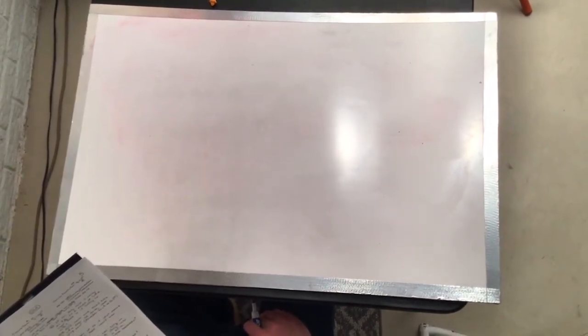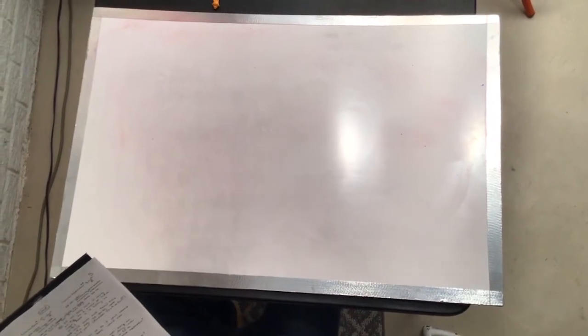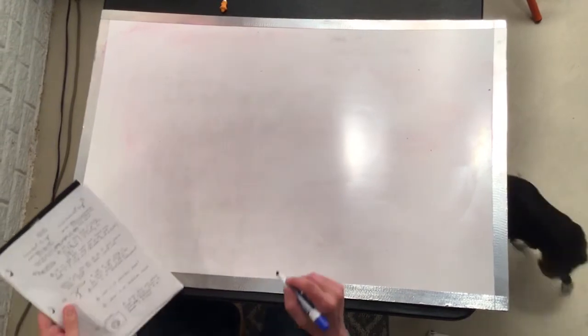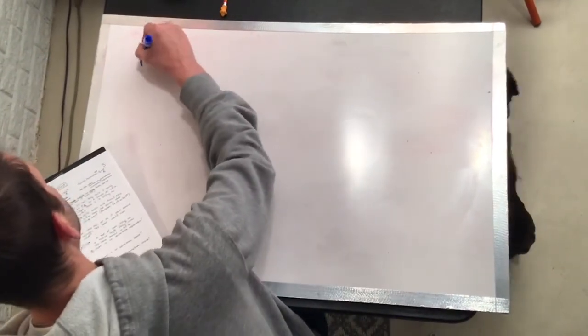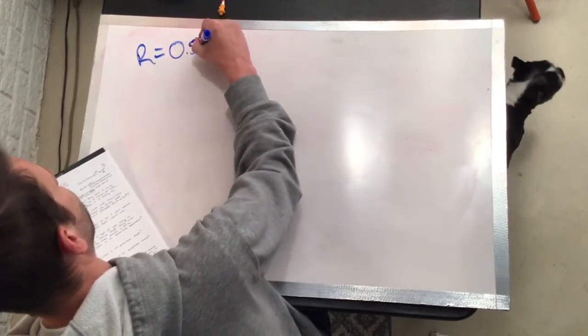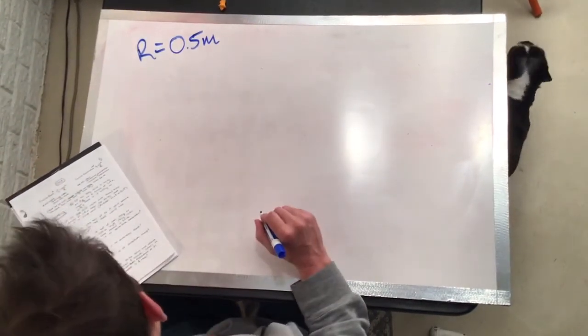All right, so this time it gives us a diameter. It doesn't give us the radius, but remember the radius is half the diameter. So if the diameter is 1 meter, the radius is 1/2 of that, 0.5 meters. All right, so that's our radius.